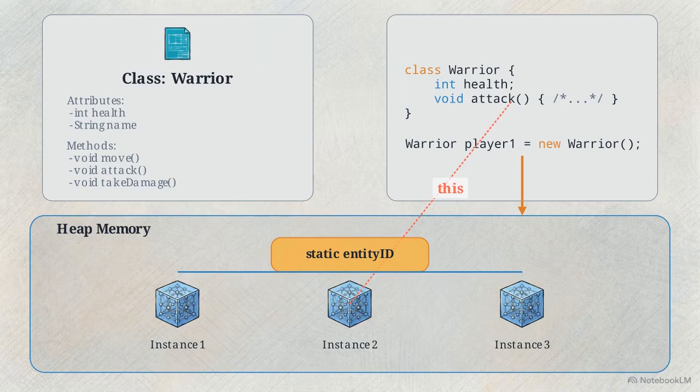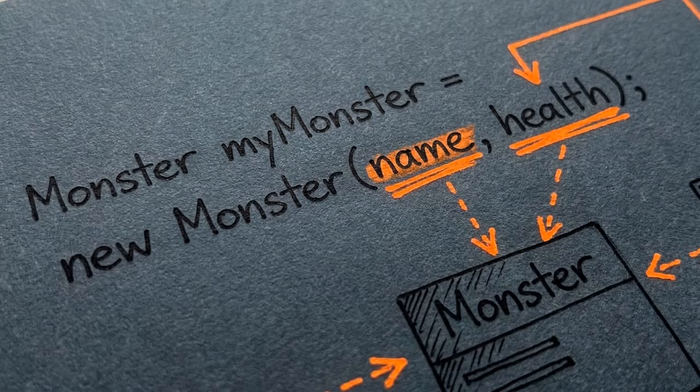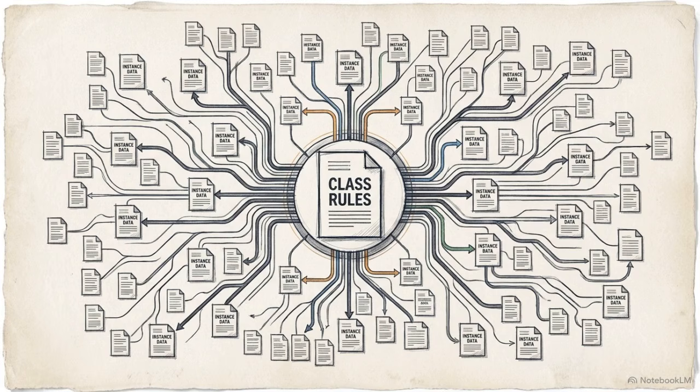To allocate that localized heap memory in the first place, the JVM calls a constructor method. This fires exactly once upon instantiation, setting up the required memory boundaries for the new object. Memory boundaries dictate system design. Modifiers like this and static give the Java virtual machine the explicit instructions it needs to distinguish between shared architectural rules and isolated instance data.